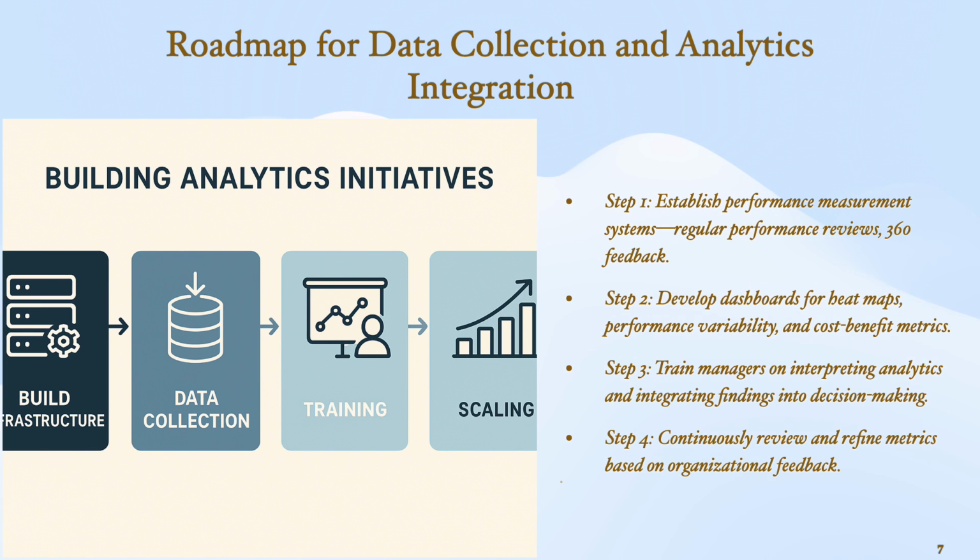This isn't just about choosing metrics, it's about building a sustainable data infrastructure. First, we'll establish systematic processes for performance measurement, regular reviews, and 360 feedback. Then, we'll develop dashboards that visualize heat maps and variability data, providing real-time insights. We'll also invest in training managers to interpret these analytics, integrating data into daily decision making. And finally, we'll adopt an iterative approach, refining our metrics as we gather insights to learn what works best.